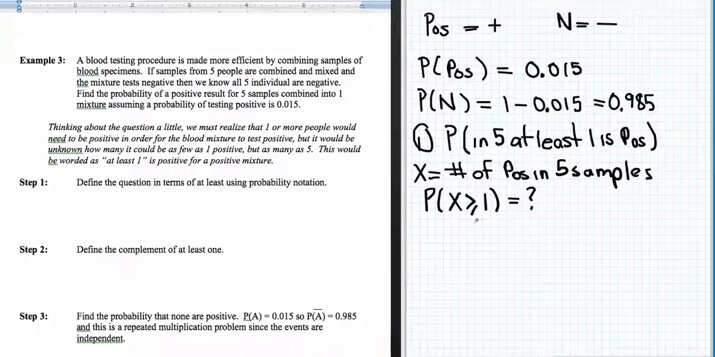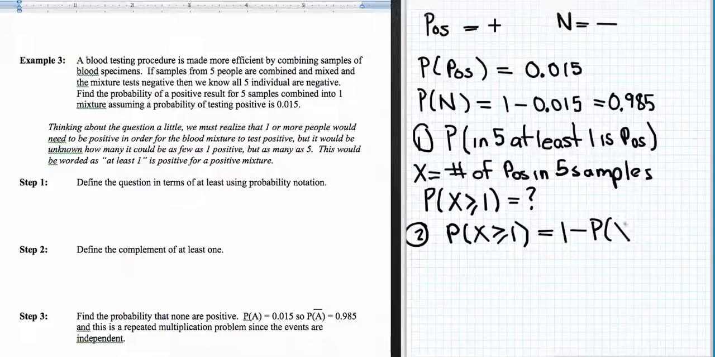However, that would be the probability that exactly 1 is positive, or that exactly 2 is positive, or exactly 3 is positive, or exactly 4 is positive, or exactly 5 is positive. And in terms of finding all those probabilities, that can be quite difficult. So let's take a different tack on this. Let's say that we can find this probability of being at least 1 more easily by looking at it in terms of the complement, the probability of being fewer than 1.